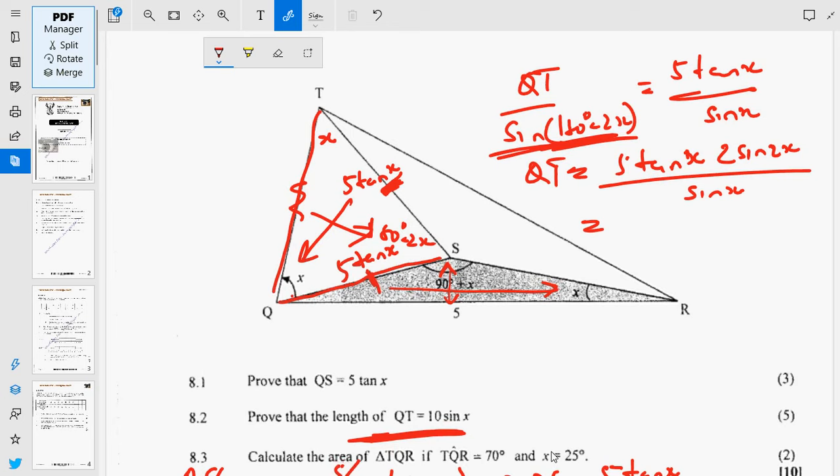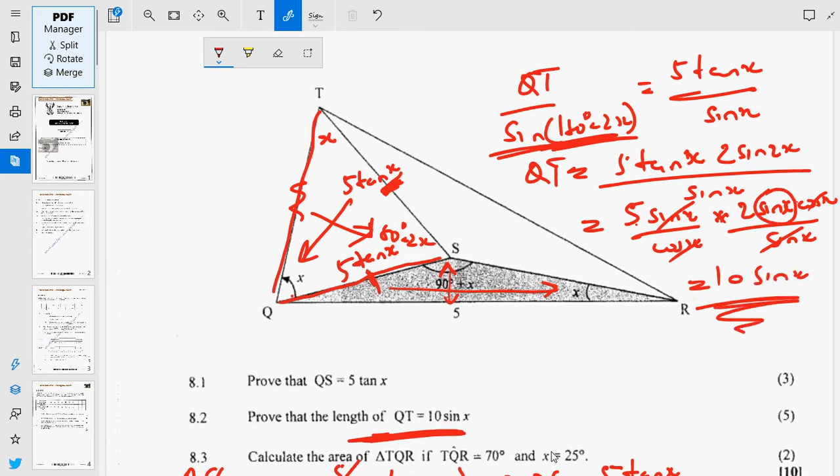Now, what am I going to have? I'm going to have 5 sine x over cos x times 2 sine x cos x over sine x, and I'm cancelling there. 5 times 2 is 10, and I'm left with sine x, which is what you are required to prove. You can see the answer comes out quickly, but if you use the cos rule, trust me, you will give up. Okay, so that required a little bit of thought.